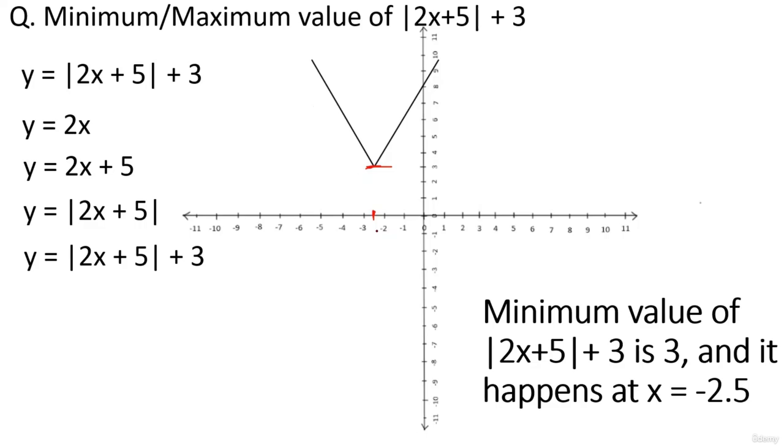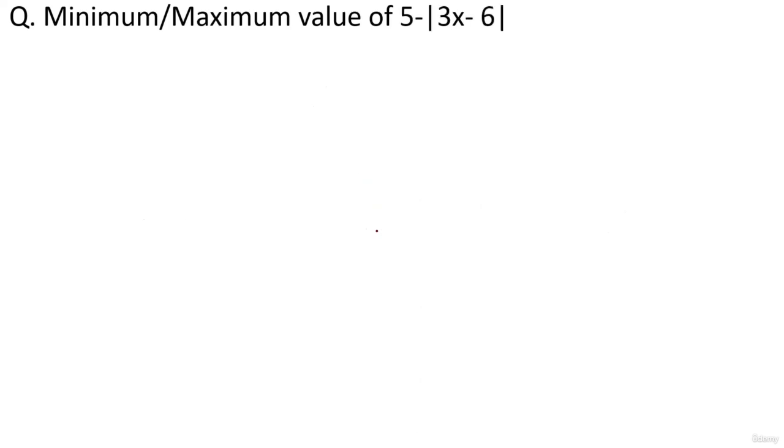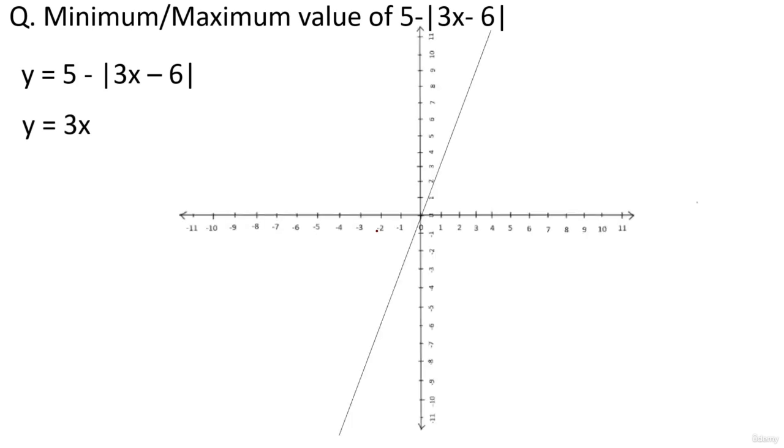Okay, one more question based on this, guys. Next one. Find the minimum or maximum value of 5 minus mod of 3x minus 6. Okay, same thing. Okay, we'll plot the graph of y is equal to mod of 3x minus 6 and try to understand this, right? So y is equal to 3x से start करेंगे हम लोग. Okay, normal y equal to 3x का graph, right? Now we go on to the next part, guys. We plot the graph of y is equal to 3x minus 6. Okay, ये graph क्या होगा? 6 step नीचे होगा, right?